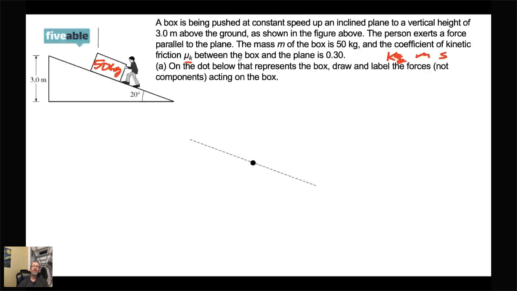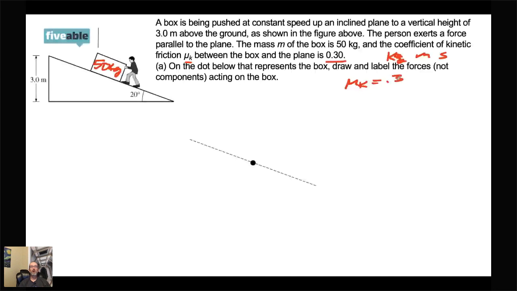So it doesn't mean that it's got wheels and that it's moving. It's just sliding. That's what we want. And that mu value is 0.3. So mu k is equal to 0.3. There are no units for mu. So remember that too. That's really important.